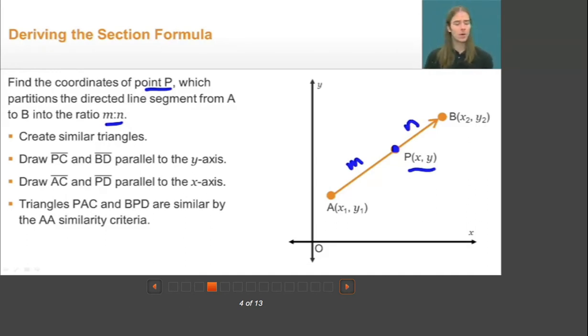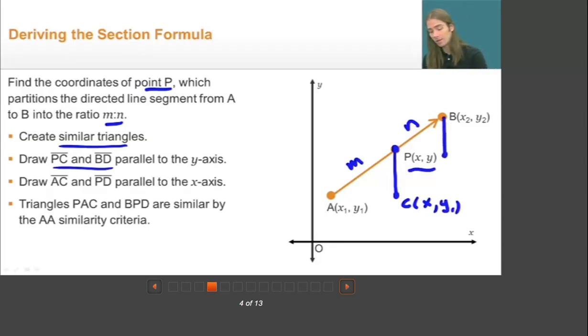Next, what I want to do is create some similar triangles in a special way. First up, I'm going to draw PC and BD that are parallel to the y-axis. Now, points C and D are going to have some special properties. Here's line segment PC. It's parallel to the y-axis, and notice that it has the same x-coordinate as point P and the same y-coordinate as point A. Furthermore, I can do this with BD, just like this. Now, this line segment has the same x-coordinate as point B and the same y-coordinate as point P.